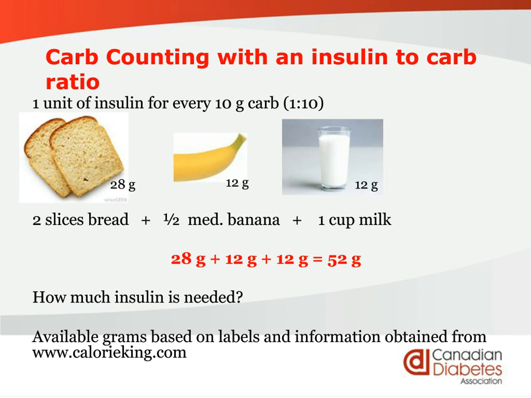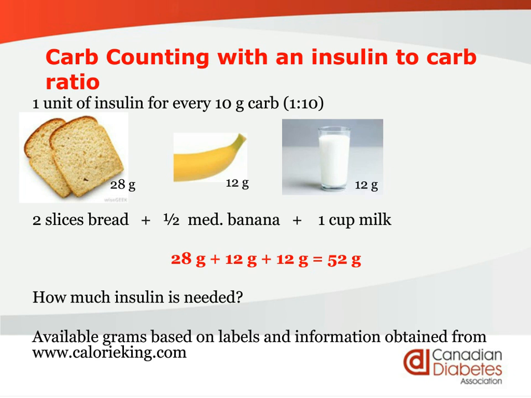We know that in this example, our insulin to carb ratio is 1 to 10. So I'll give everybody a minute to think about how much insulin we would take for this meal. All right, so we would divide through by 10, and we're going to get 52 divided by 10 is 5.2. So we would round down in that case to 5 units.